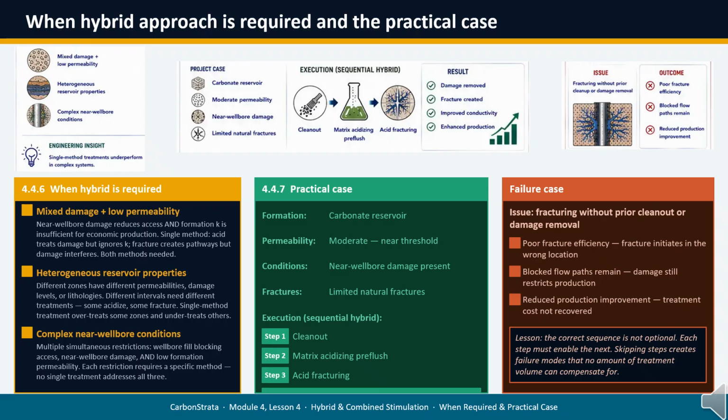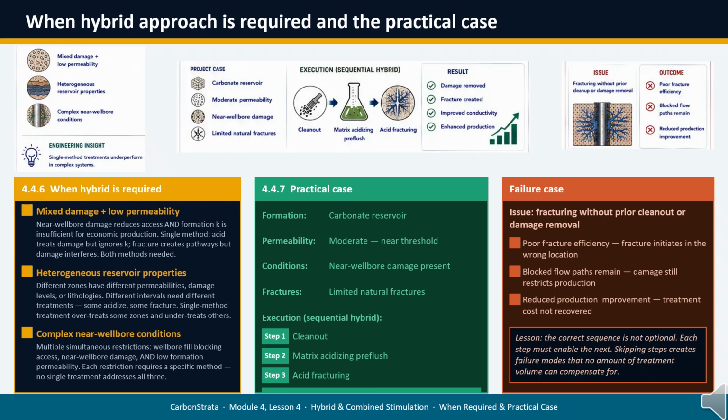Now focus on the failure case. Same well. Steps are skipped. Fracturing is applied directly. Now look at the consequence. Fracture initiates in damaged rock. Flow paths remain restricted. So the result is below expectation.